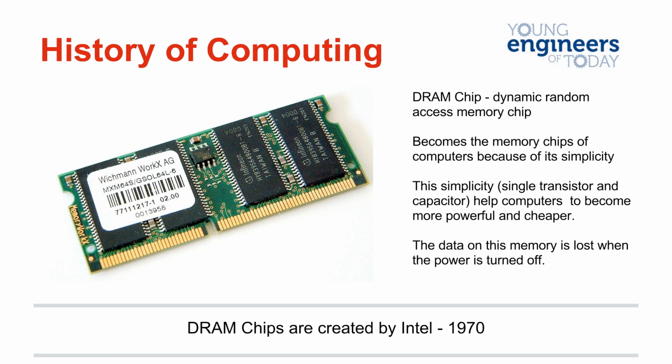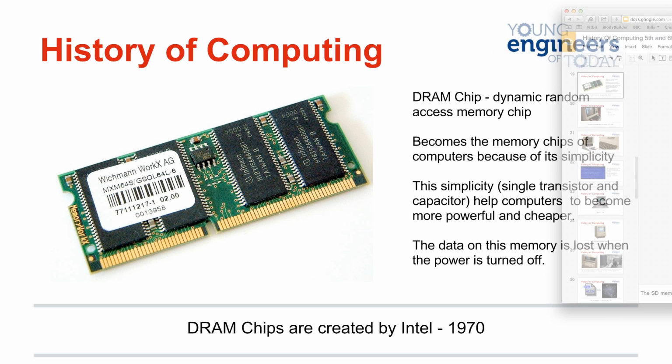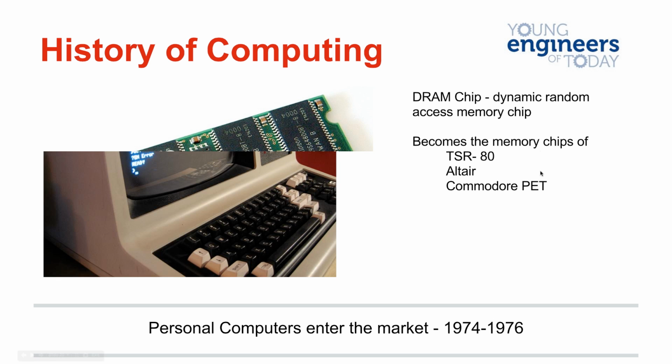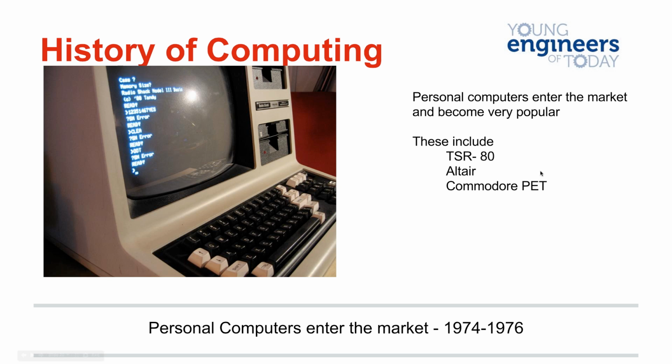Now, on your Raspberry Pi, you're going to be using an SD card for memory. The Raspberry Pi is static and the memory is not lost when the power is turned off. So, which is different from DRAM chips that were created by Intel in 1970. But you can see the progression coming.